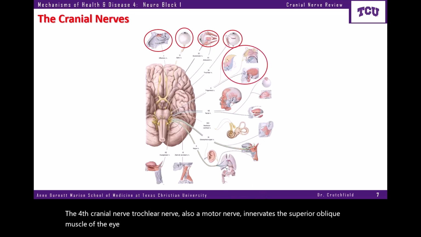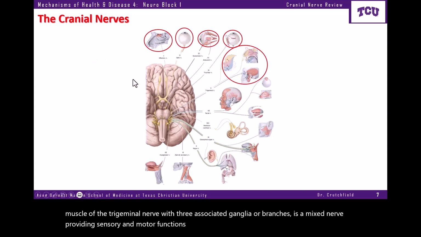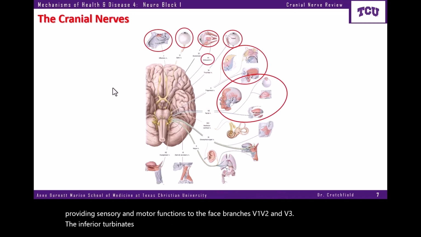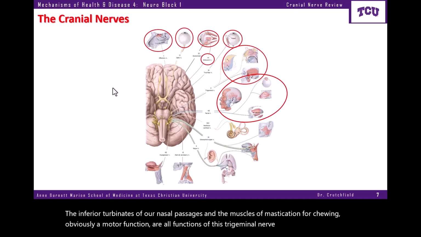The trigeminal nerve, with 3 associated ganglia or branches, is a mixed nerve providing sensory and motor functions to the face, branches V1, V2, and V3. The inferior turbinates of our nasal passages and the muscles of mastication for chewing, obviously a motor function, are all functions of this trigeminal nerve and its 3 branches.